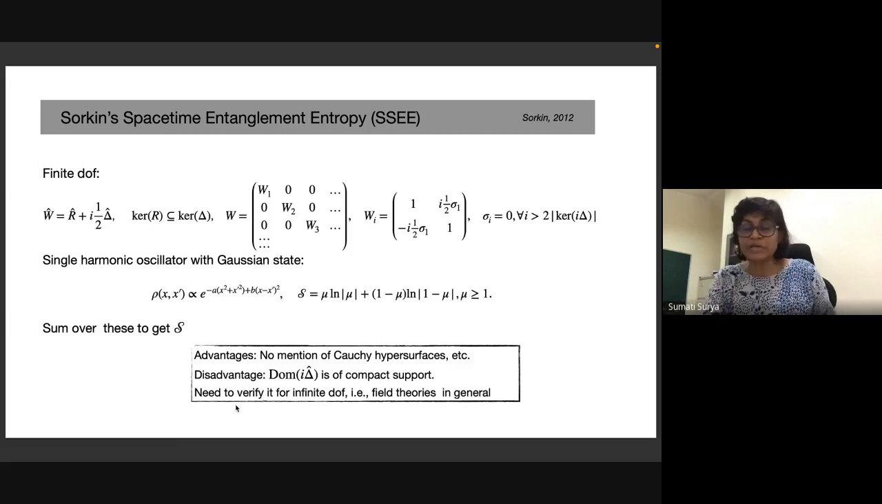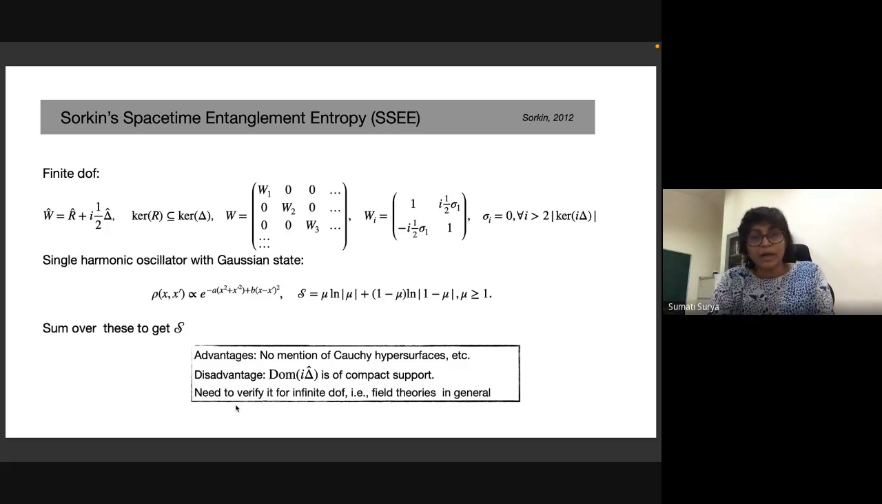And that again is reminiscent of what Bombelli, Koul, Lee, and Sorkin did for their original calculation. And then you can calculate the entanglement entropy from that. And you sum over all of these mu's to get the full entanglement entropy, because each block can be solved separately. So the advantage of this formulation is that there's no mention of Cauchy hypersurfaces. But the disadvantage is that you have to be careful that the domain of this operator always has to be of compact support. We've got a slight weakening of that condition, which I'll talk about, but generally this is something to keep in mind.